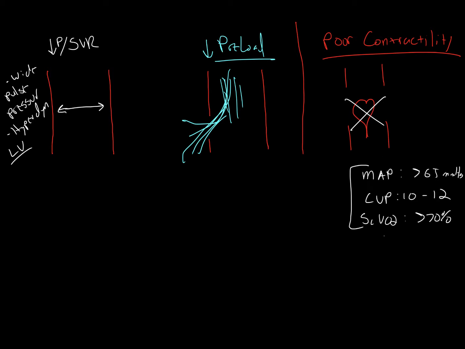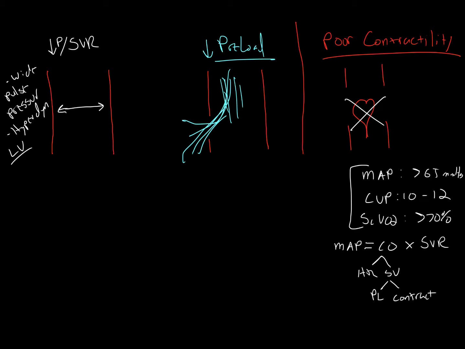So what are we looking at here? We're going to be looking at this equation that really ties in everything that we're looking at here. So our MAP equals cardiac output times systemic vascular resistance, right? Cardiac output, what is cardiac output? That is heart rate times stroke volume. And what is stroke volume? Stroke volume is preload and contractility.